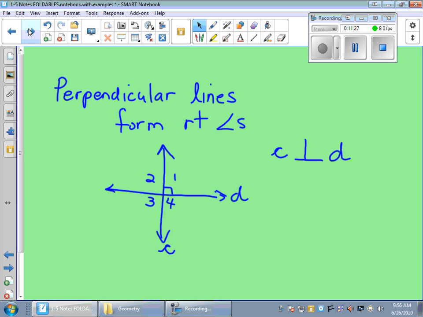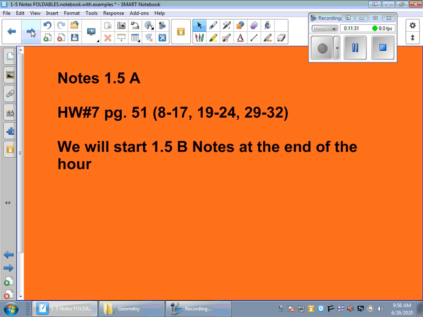Finish up with some perpendicular lines, which form four right angles. You can see what that looks like and how we interpret that.